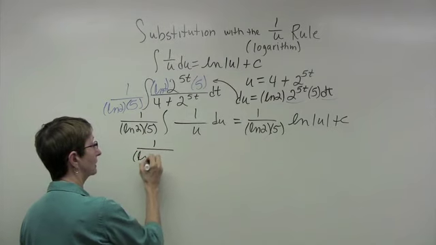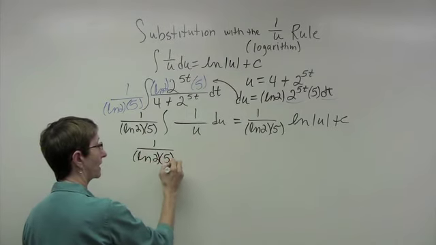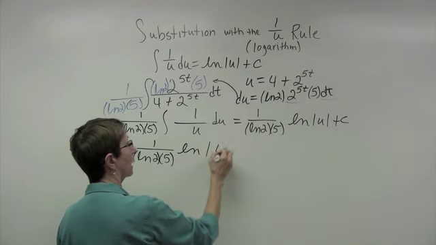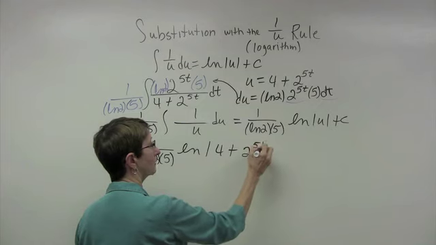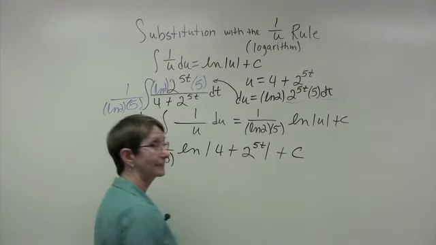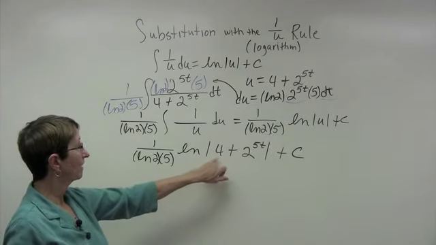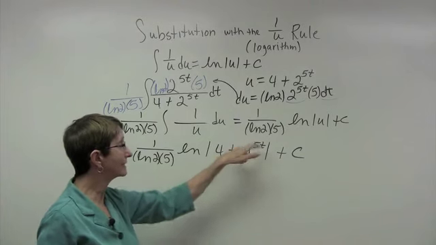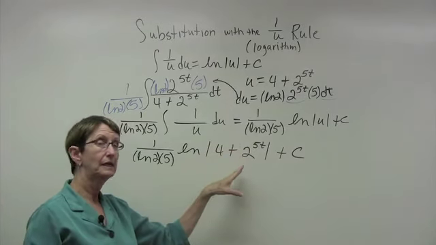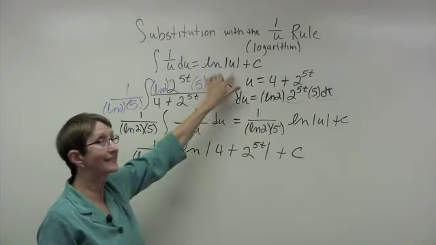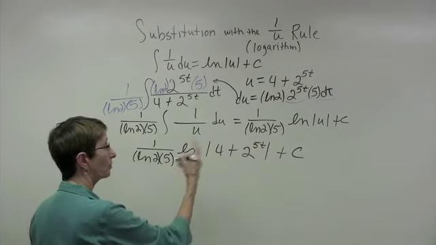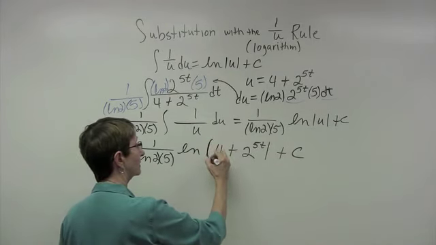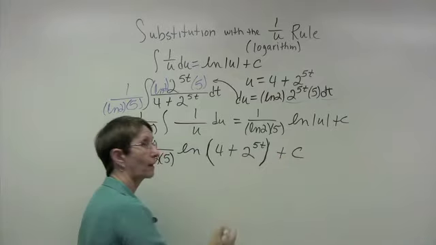1 over natural log of 2 times 5 multiplied by the natural log of 4 plus 2 raised to the 5t power plus c. And with this one, 4 is a constant. I'm adding 2 to the 5t. All of this that's inside here is positive. So even though I wrote it because the rule says it's absolute value, it would be appropriate here, because no matter what I put in for t, I don't get a negative, to write this instead of with absolute values. I could just write it with parentheses. That would also be correct.